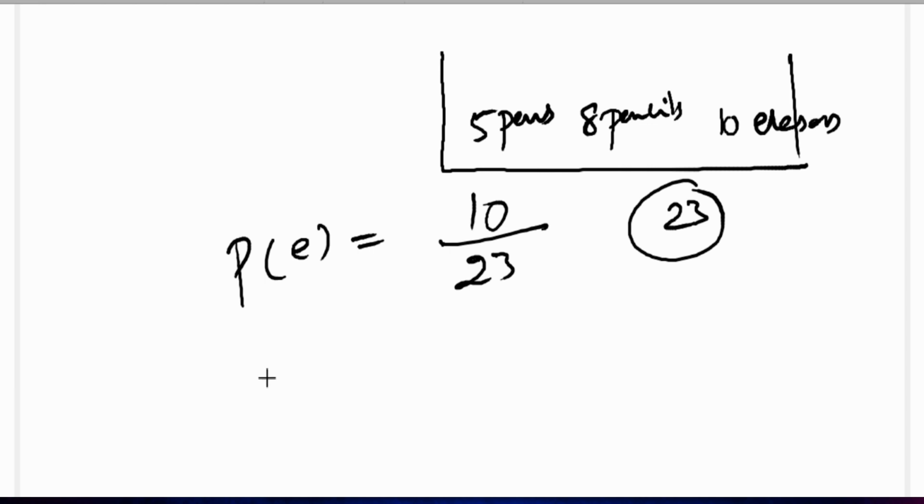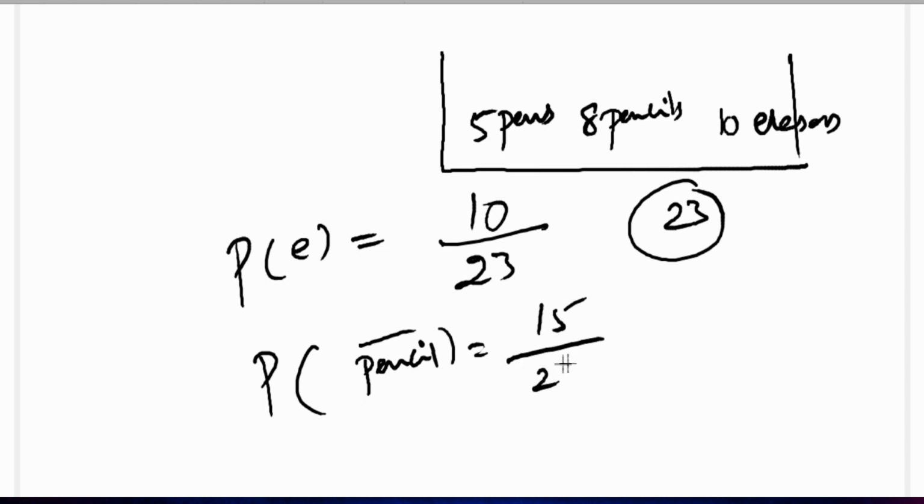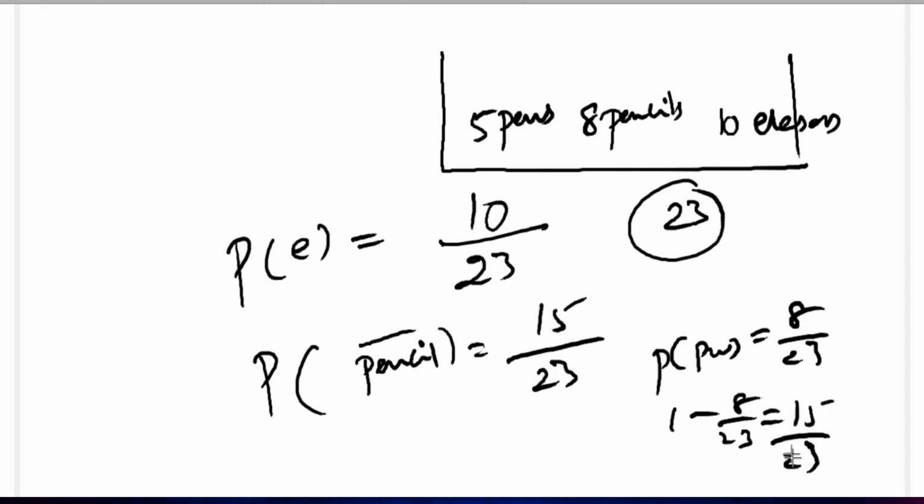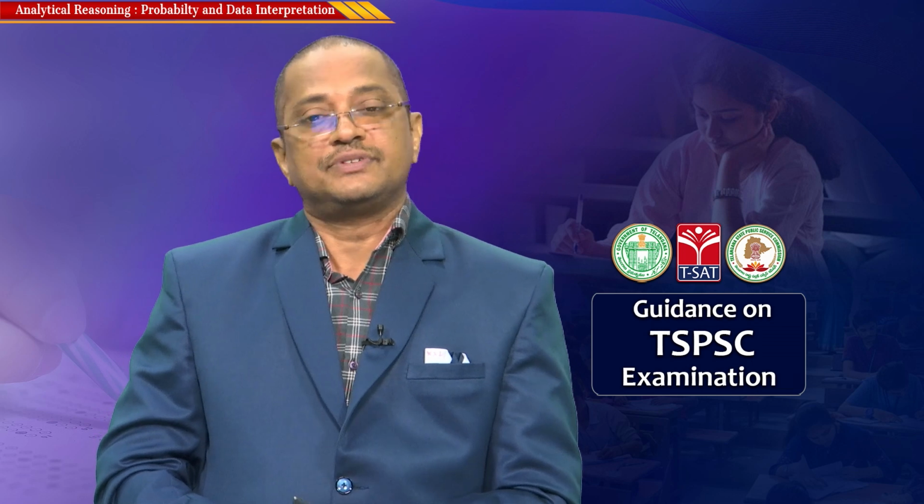Clear? Or the probability of not getting a pencil. Leave the 8 pencils, remaining 5 plus 10, favorable outcomes is 15 by 23. Or you can say probability of pencil is 8 by 23, and subtract from 1, you will get 15 by 23. In this manner you can calculate the probability of an event.